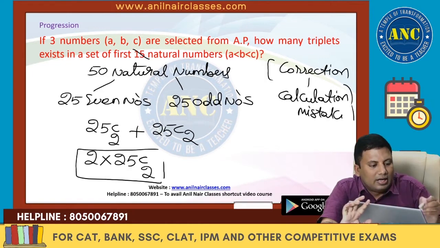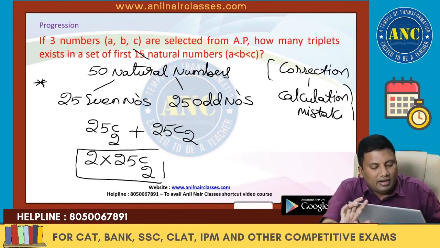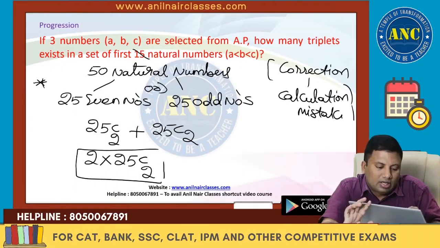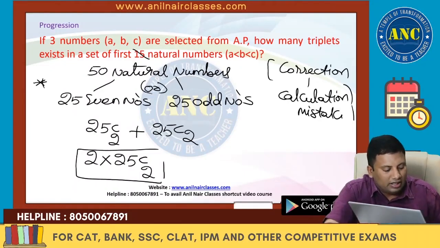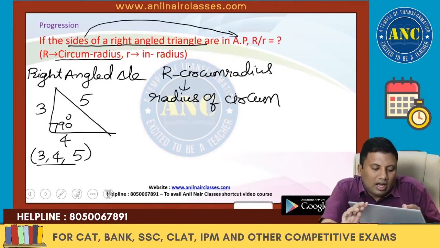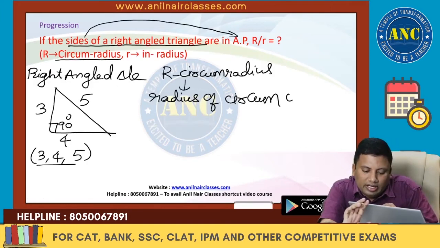Calculation mistake. These 25 even numbers, 25 odd numbers. So the answer is 25C2 plus 25C2. Next one. R is the circumradius, so it is nothing but the radius of the circumcircle.